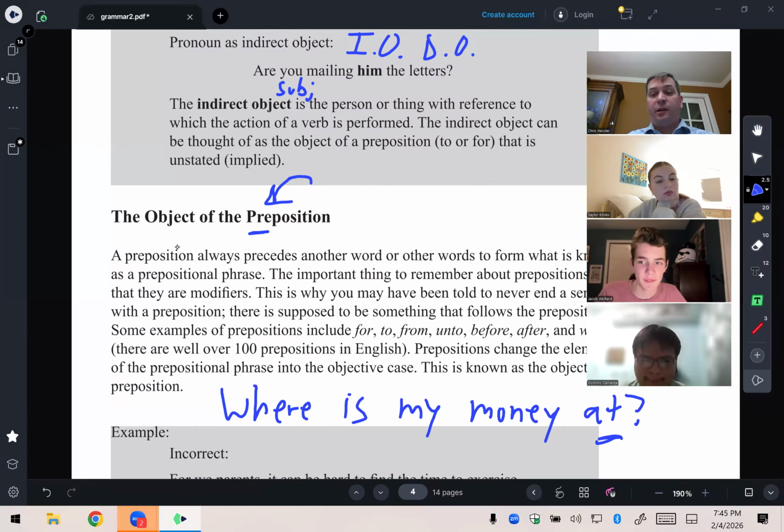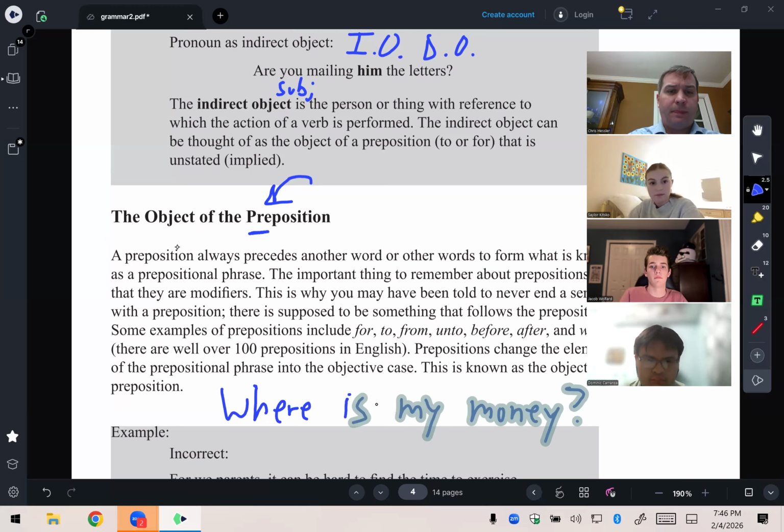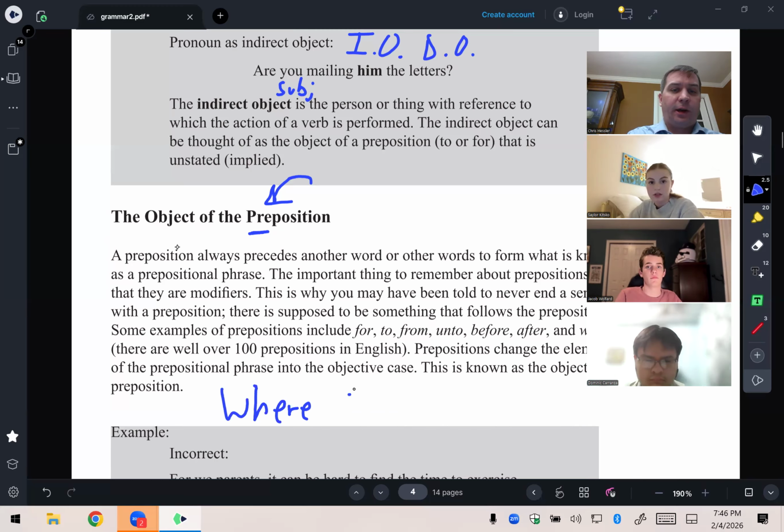Okay, I just ended a sentence on a preposition, which is something I said we shouldn't do. You would just say, where's my money? So I didn't need a preposition at all. Okay, I'm going to do it again. I'm going to end a sentence on a preposition. I'm going to try to make it stranger because it should sound incorrect because it is.